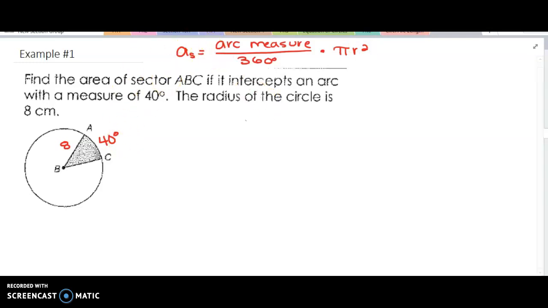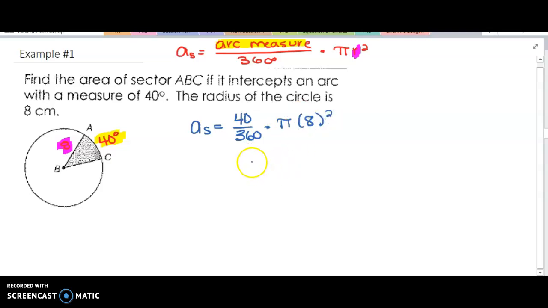Okay, well, the arc measure, guys, is 40, so that'll go in here. The radius is 8, which will go in there. Okay, so the area of the sector equals 40 over 360 times pi times 8 squared. Okay, so 40 over 360 is just 1/9 times 64 pi. And you can put that over 1 if you'd like. If I put those together, that's 64 pi over 9.